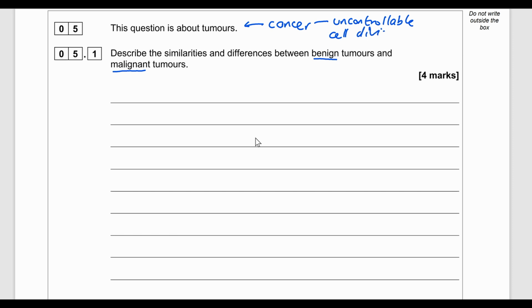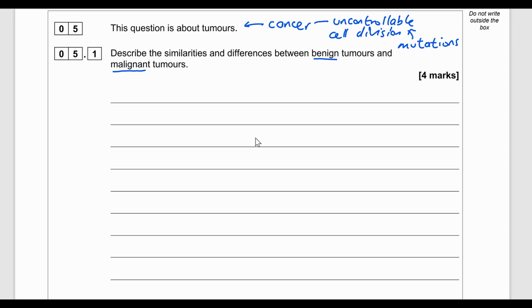So when the cells are dividing more than they need to, you then get overgrowth of cells, and that becomes a tumor. What is this caused by? What causes this uncontrollable cell division? Well, it's through mutations, which are changes in DNA. So we need to remind ourselves, how are these two types of tumors, benign and malignant, similar, and how are they different?